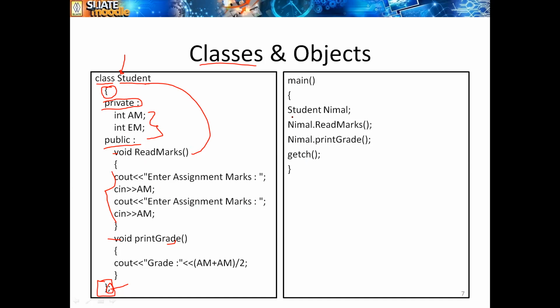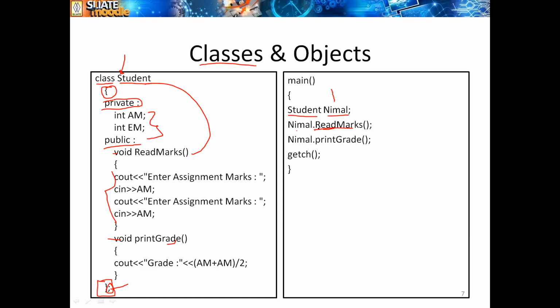After writing the main method, student is the class name. After that we create an object; animal is the object name. You can write any object name, like obj, op, pa. After student, which is the class name, comes a space and then the object name. Here the object name is animal. After that, we call the method: object dot read marks, where read marks is the method name.